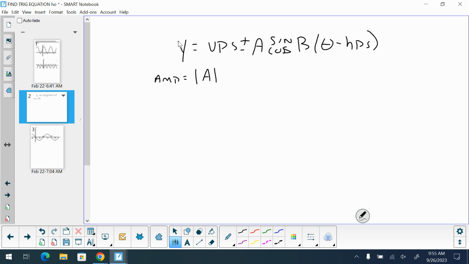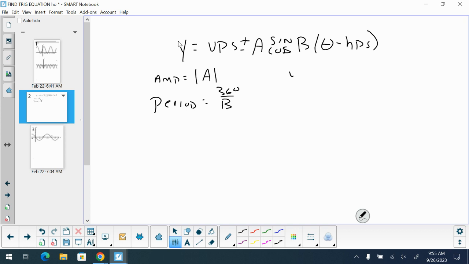Period. It's calculated by 360 divided by b. It's the number of degrees in a cycle. A cycle is a portion of the graph to the next portion of the graph where it starts to repeat itself.